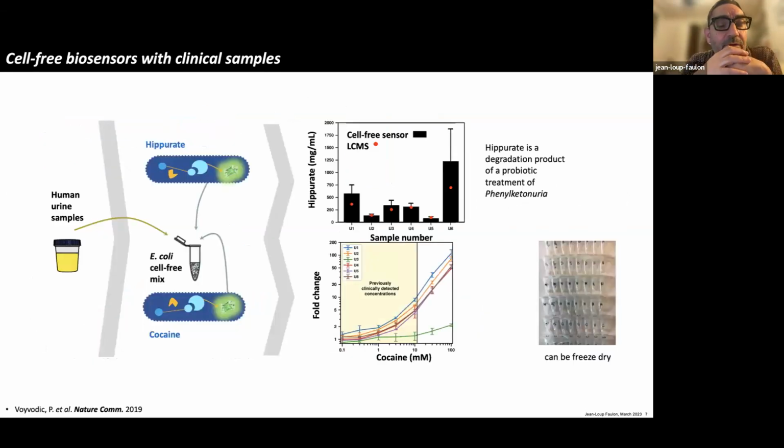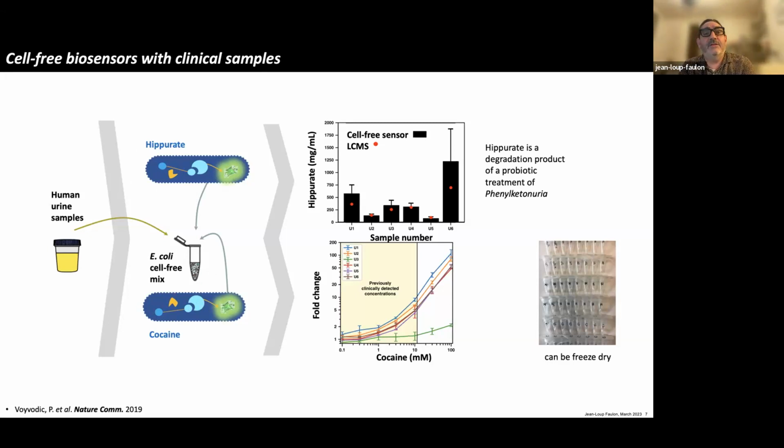So here are two other examples, on urine now, human urine samples. I'm going to focus more on the first one. The second one is more obvious for law enforcement reasons, but the first one is an interesting one because monitoring the level of hippurate in urine is a way of measuring the efficacy of a probiotic using E. coli Nissle, that is now really at the end of a clinical phase. And it's going to be probably commercially available.